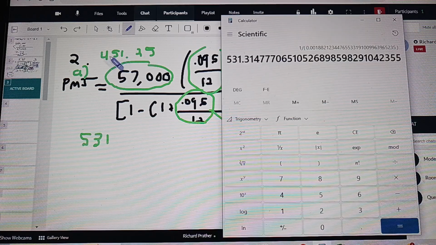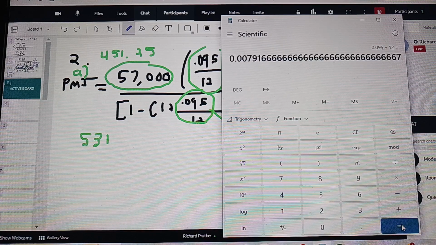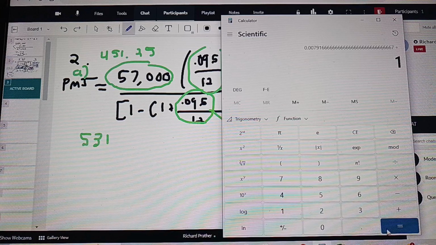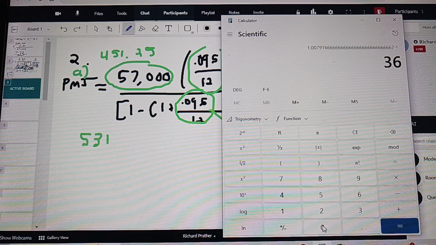So I already know the numerator is 451.25. I'm going to go to the parenthesis part of the denominator and do the fraction first. 0.095 divided by 12. That's that real long messy decimal. Add 1 to it. But now, instead of raising it to 240, I'm going to raise it to the negative 360. That's the only difference in this whole calculation.